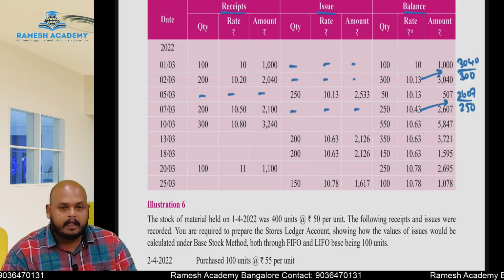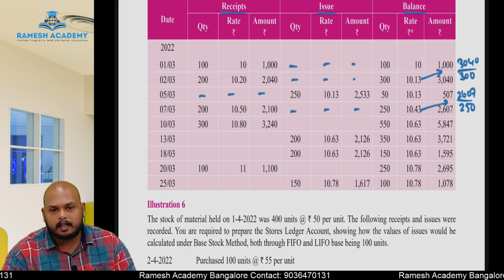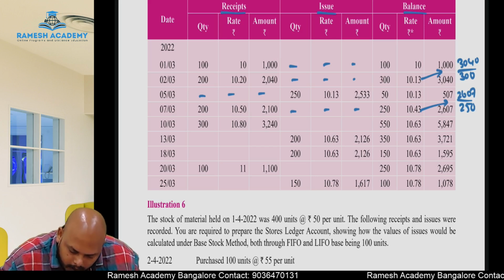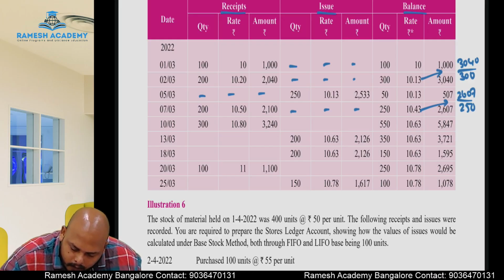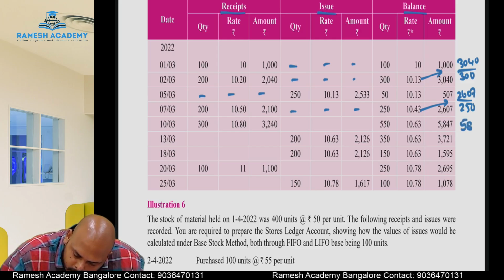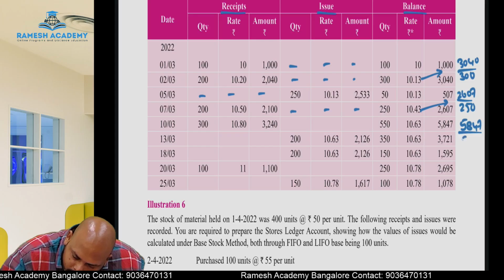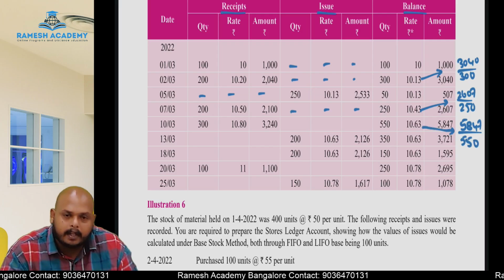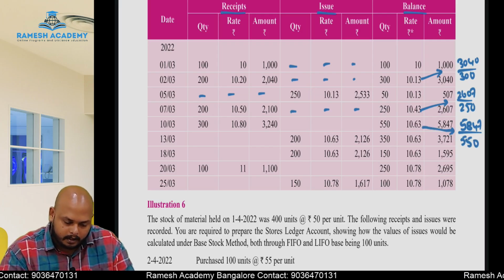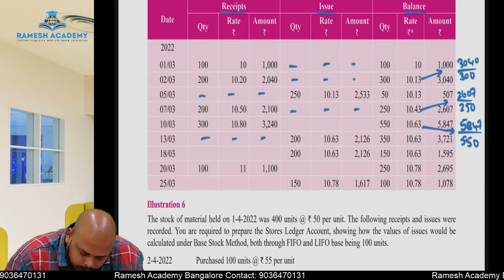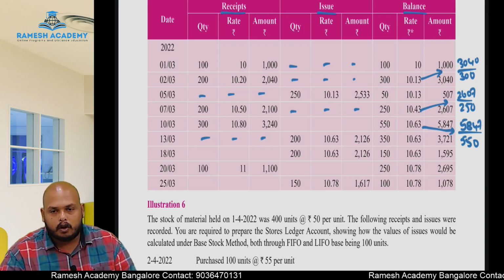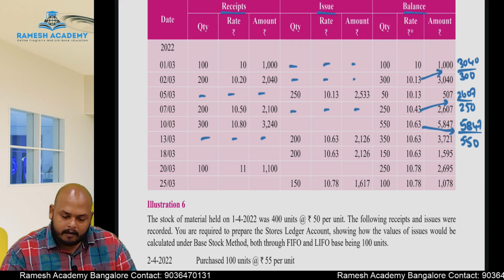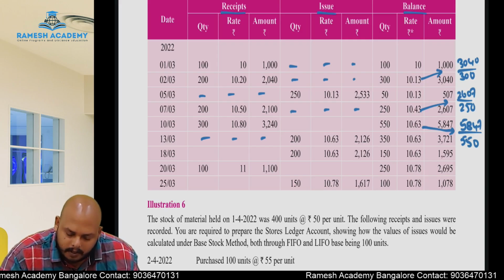Next, 10th March again he purchased 300 units. What is the price? 10.8. So 250 plus 300 is 550. 2607 plus 3240 is 5847. Same way, 5847 by 550, that is how he got 10.63. Next, on 13th March issued how many units? 200 units. Same way he calculated, he deducted, and the price is 10.63.